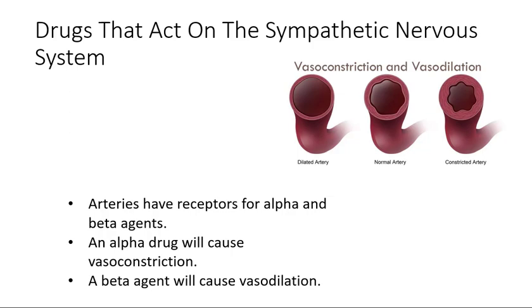A beta antagonist would cause vasodilation. It says a beta agent here, that is incorrect. Beta antagonists are commonly known as beta blockers. Beta blockers are one of the most common medications given to adults over the age of 40 today. Why? Because we have this huge problem with high blood pressure, so we give a patient a beta blocker to lower the blood pressure.